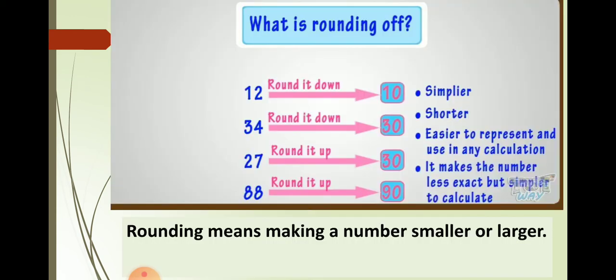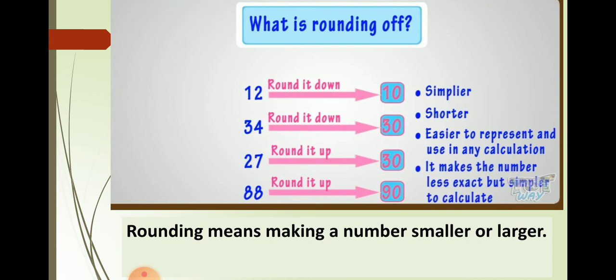Okay, what is rounding off? Why do we do rounding off of a number? Rounding means making a number smaller or larger. Why do we do rounding off? We round off numbers to make our calculation or number simpler, shorter, easier to represent and use in any calculation. It makes the number less exact but simple to calculate.